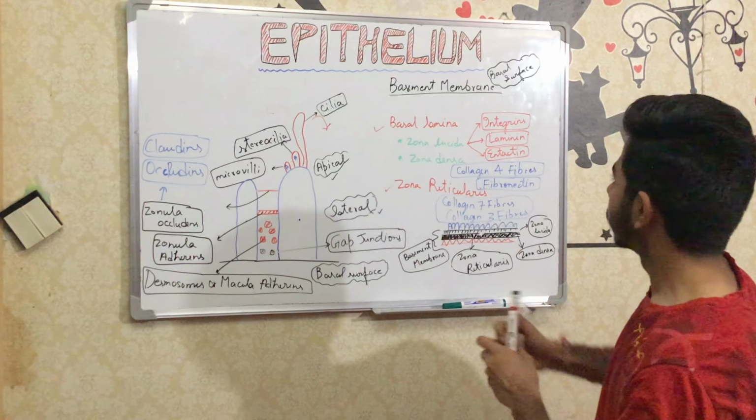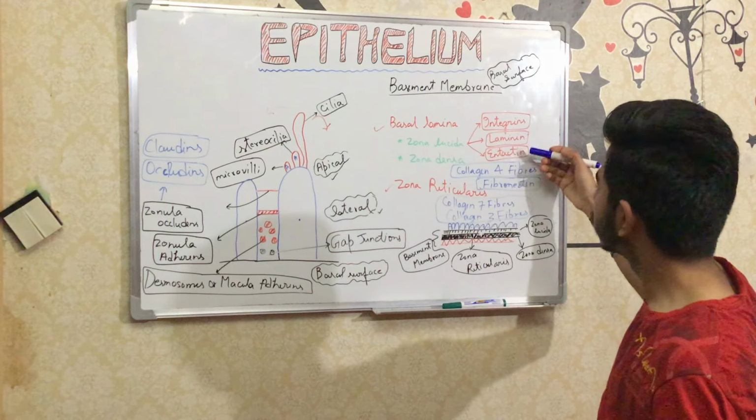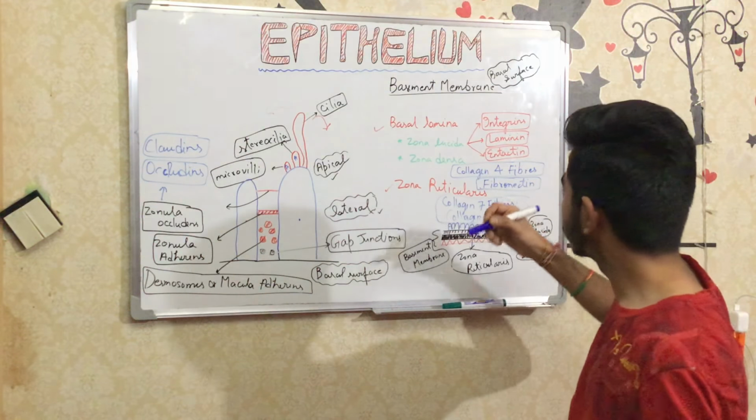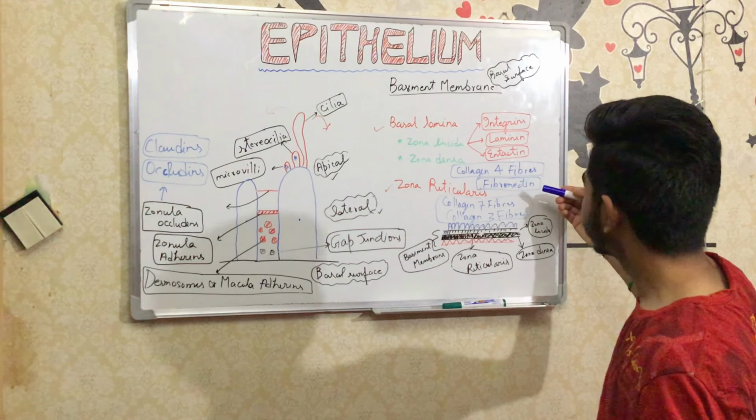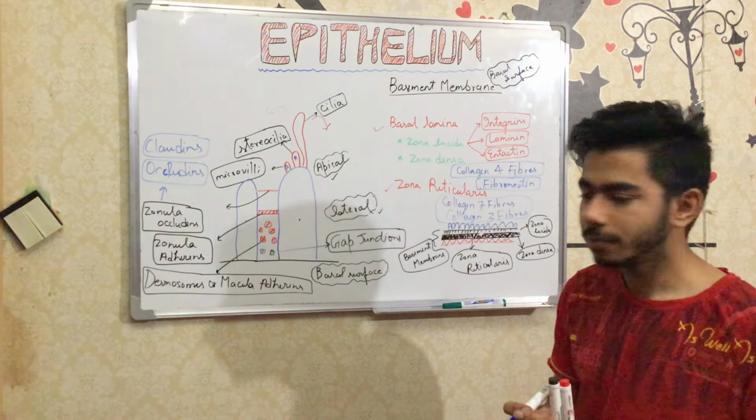Okay. Basal lamina has zona lucida and zona densa. Zona lucida has three kinds of proteins: integrins, laminin, and entactin. Zona densa has collagen 4 fibers and fibronectin, and zona reticularis has collagen 7 and 3 fibers.